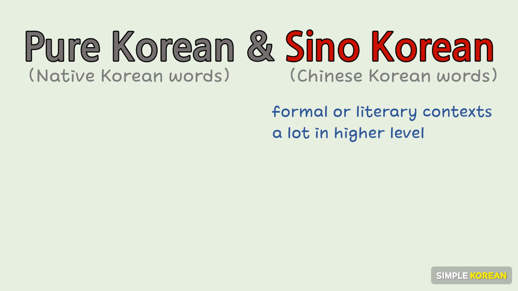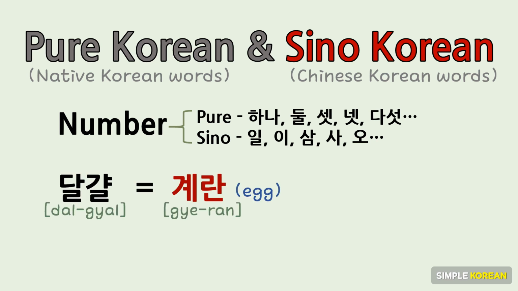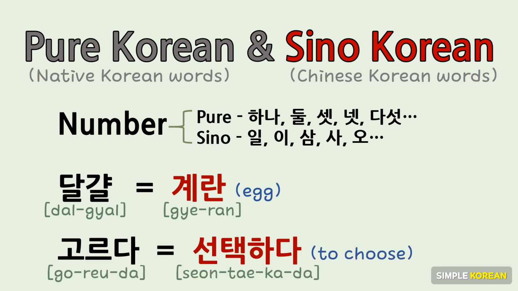These are the examples. The pure Korean numbers are 하나, 둘, 셋, 넷, 다섯. The Sino-Korean numbers are 1, 2, 3, 4, 5. Egg in Korean is 달걀 and 계란. 달걀 is a pure Korean word and 계란 is a Sino-Korean word. And the verbs 고르다 and 선택하다 both mean to choose. 고르다 is a pure Korean word and 선택하다 is a Sino-Korean word.